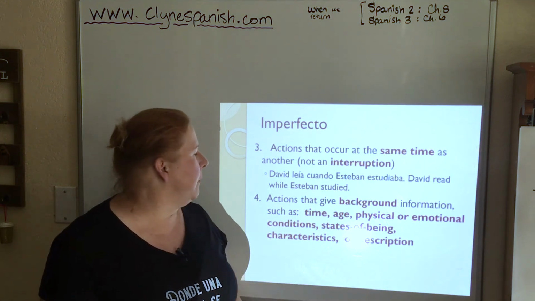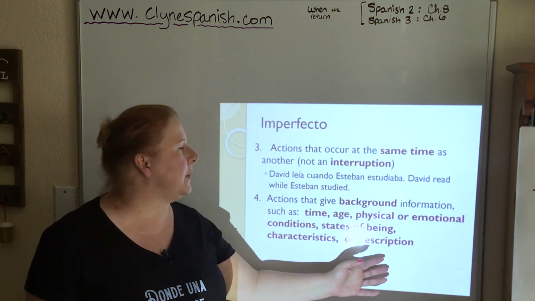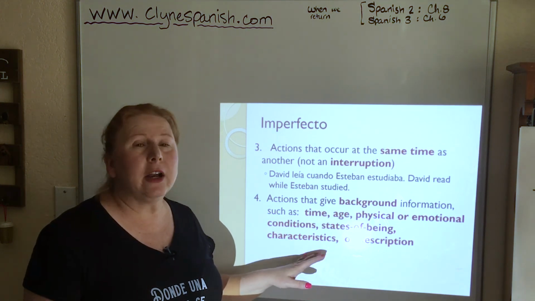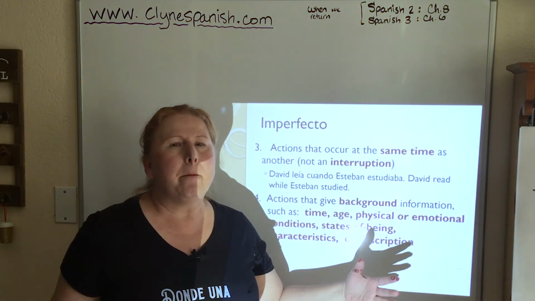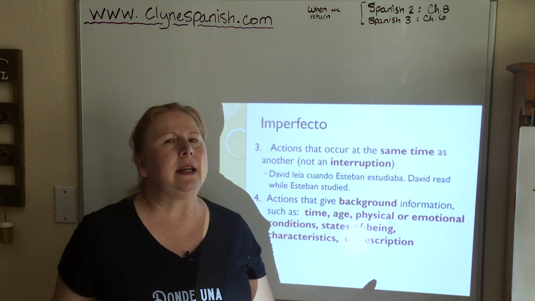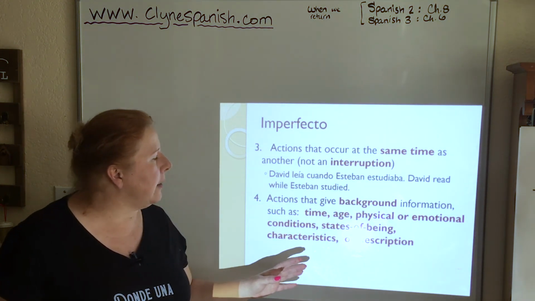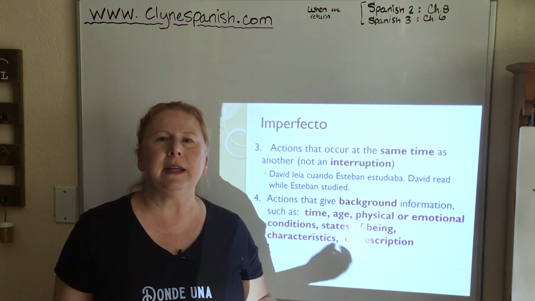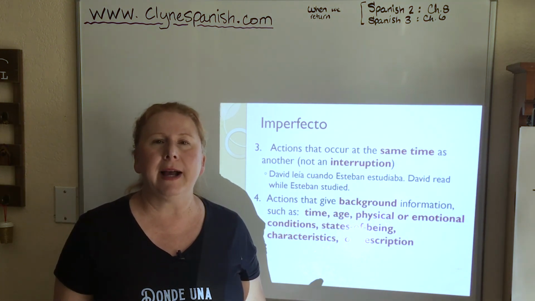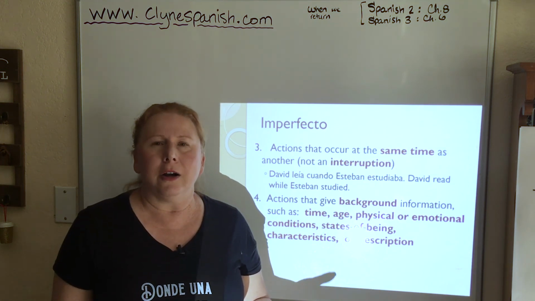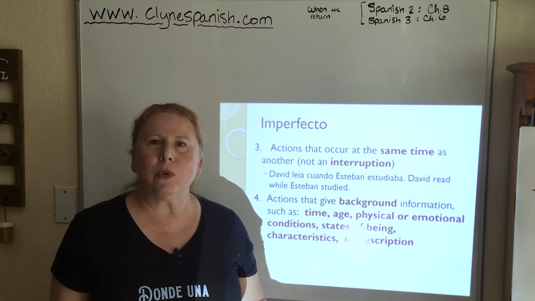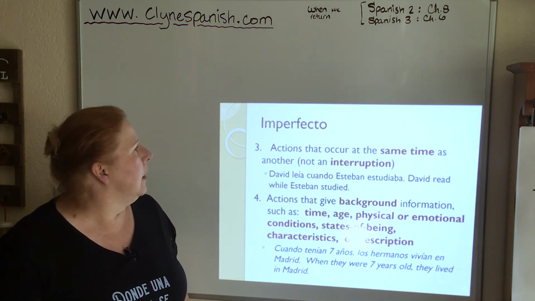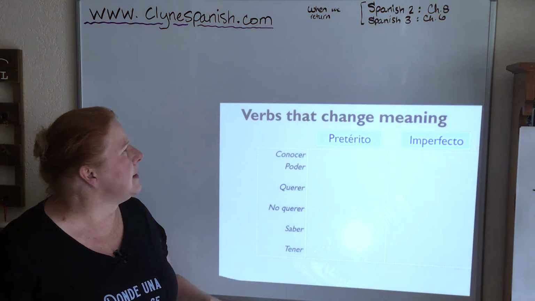Actions that give background information such as time, age, physical or emotional conditions, states of being, physical characteristics or descriptions. Much wider scope than the preterite, right? So here you have everything that the imperfect tense is going to be used for when talking about a past event. Aren't you glad that this is the tense with the wider scope after living through preterite? All right, let's take a look.